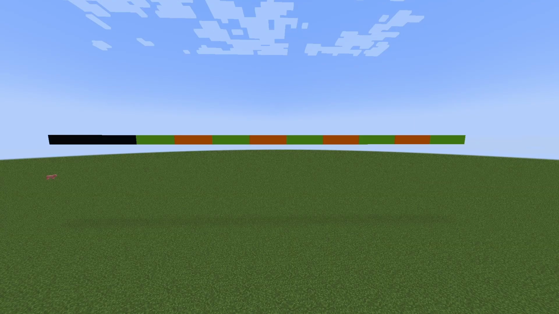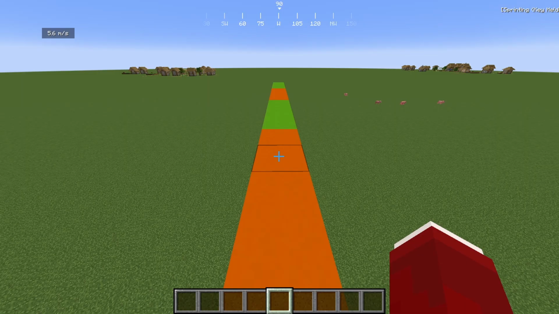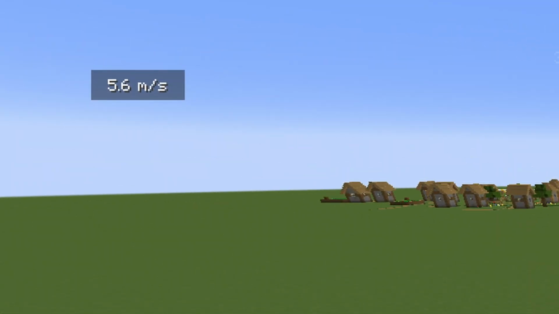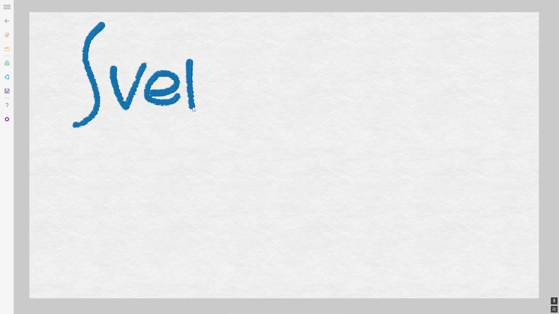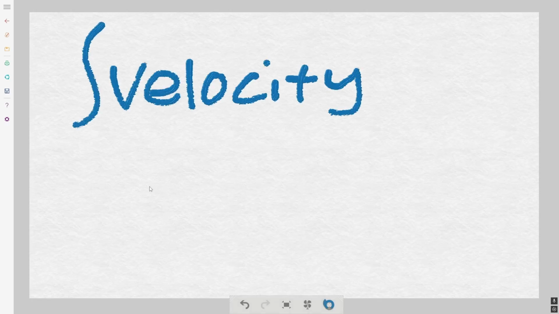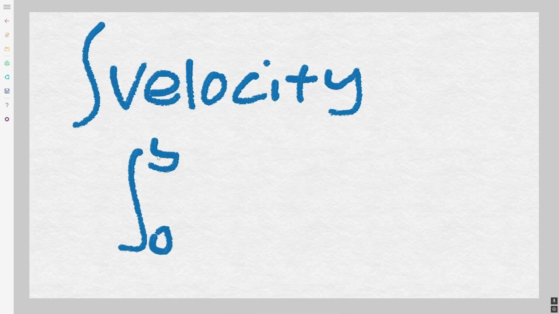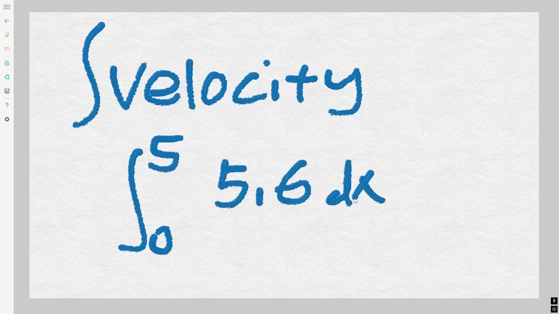Take a look at this in Minecraft. How far would the player travel in 5 seconds? We know that at max speed, the player's position is changing at a rate of 5.6 meters per second. And so we can solve this by taking the integral of the speed. Let's take it from 0 to 5, since we're starting at 0 seconds and we're going to be running for 5 seconds.